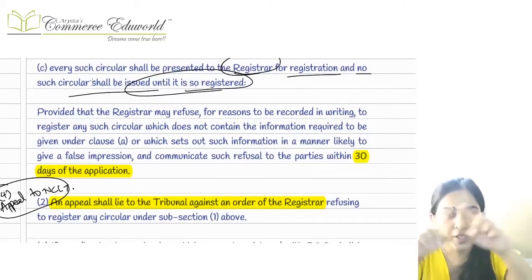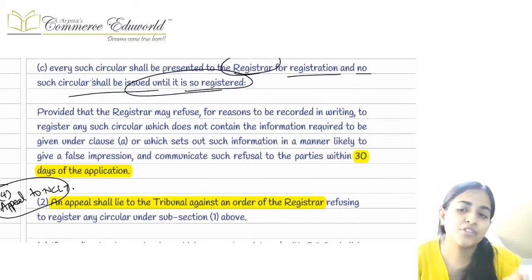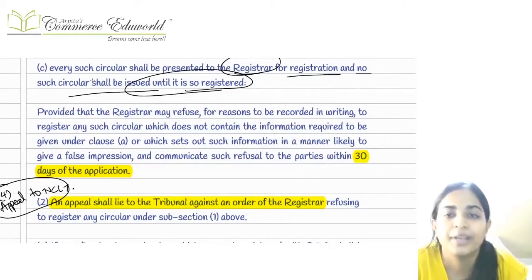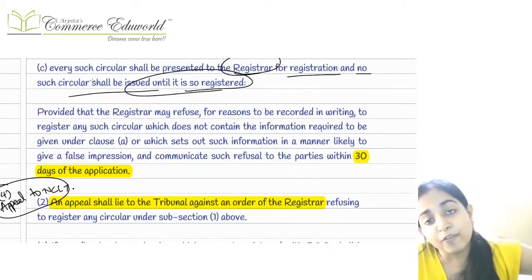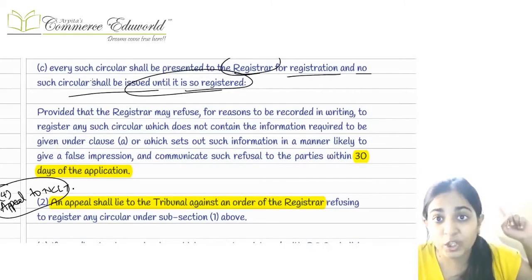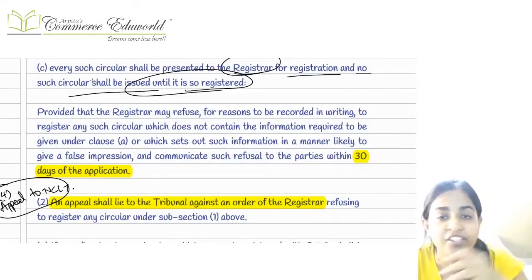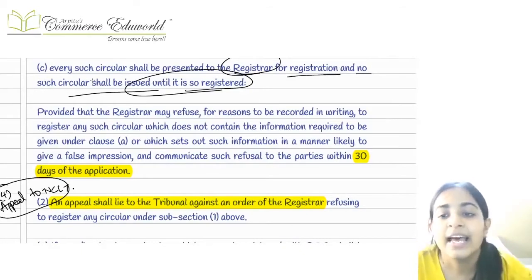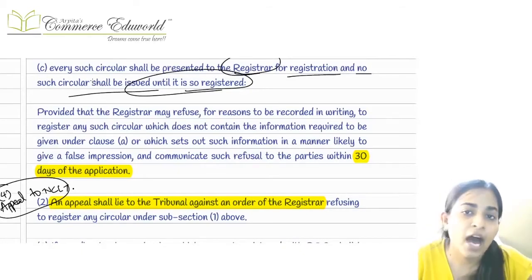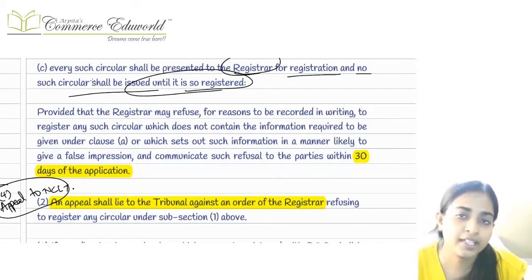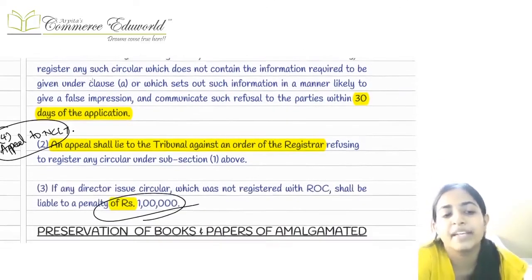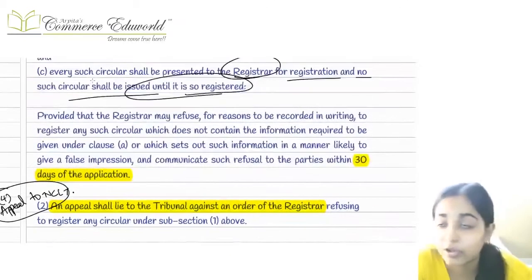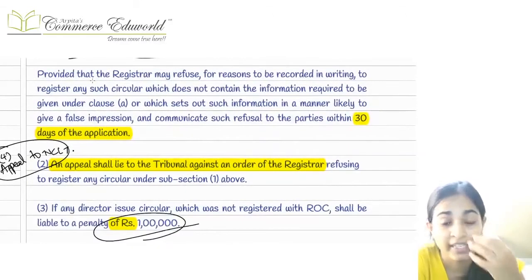Right, then this particular scheme has to be registered with the ROC. Means before giving it to the shareholders in section 235, before giving those 4 months time to the shareholders, you have to present it before the ROC for its registration. And if the ROC is not satisfied with this particular scheme, then the ROC can raise an objection within a period of 30 days.